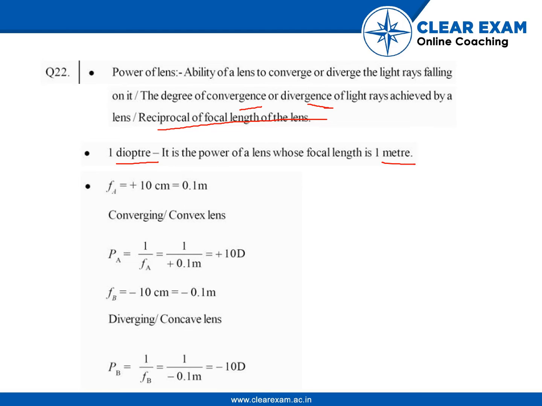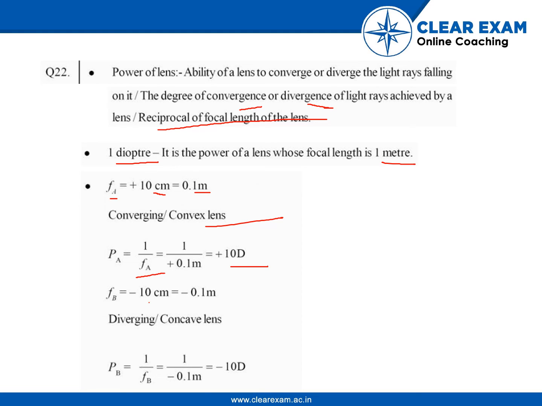So we have been given the focal length, that is plus 10 centimeter, and in meters it will be 0.1 by dividing by 100, and so it will be the converging lens, that is the convex lens. To calculate the power we have the formula, that is 1 upon Fa, where Fa means the focal length of the A lens, which we have already calculated, that is 0.1 meter. So the power of A lens is plus 10 diopter.